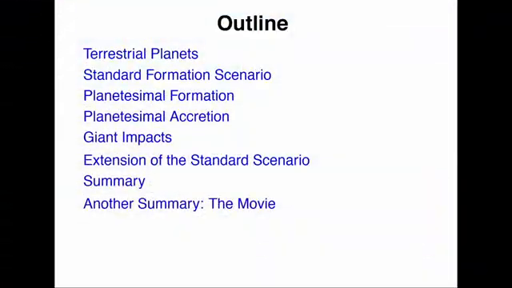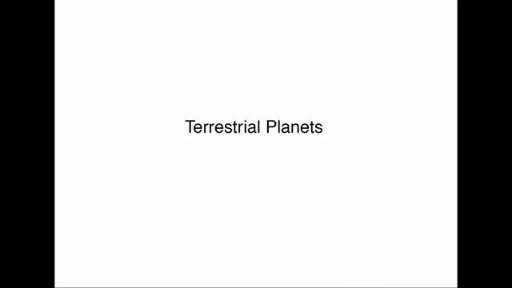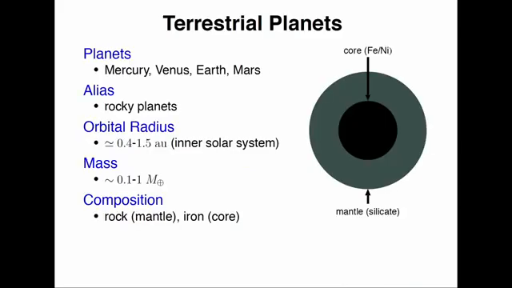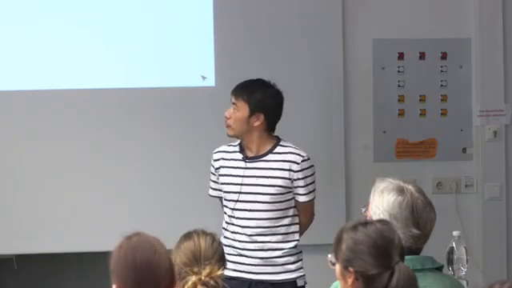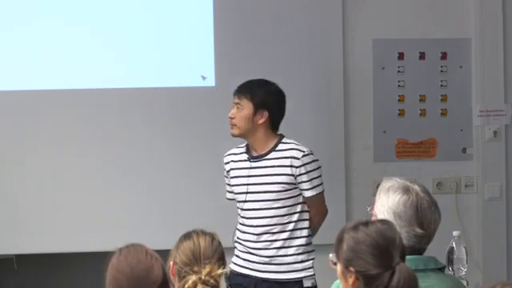Okay. So terrestrial planets, we already know that. Mercury, Venus, Earth, and Mars are terrestrial planets, and they are also called rocky planets. They reside in the inner part of the planetary system in the solar system, ranging from 0.4 to 1.4 AU. And the mass ranges from about 0.1 to 1 Earth mass.